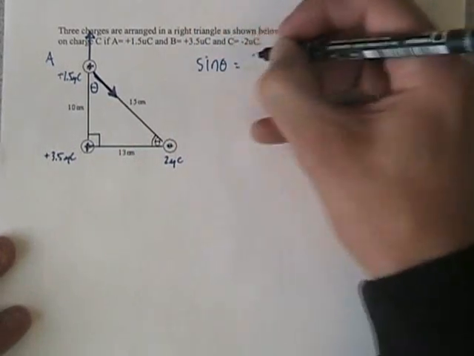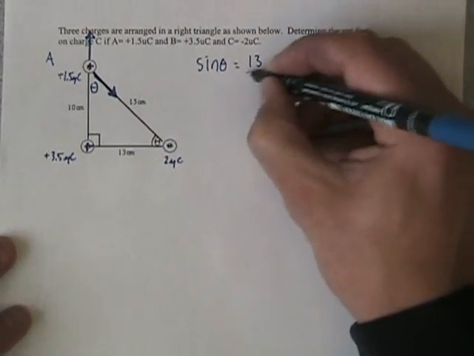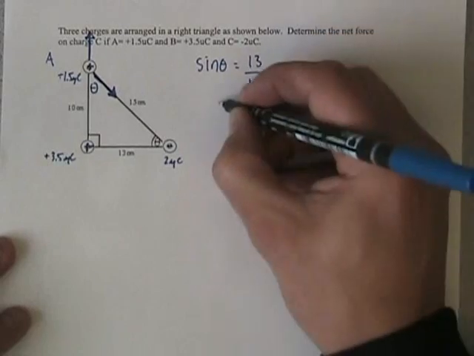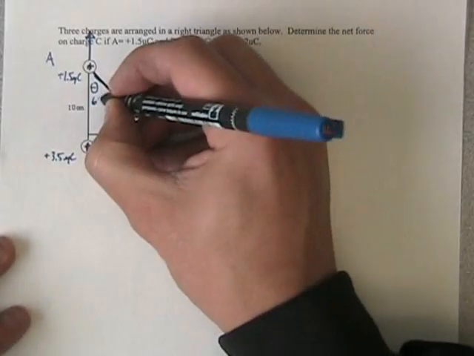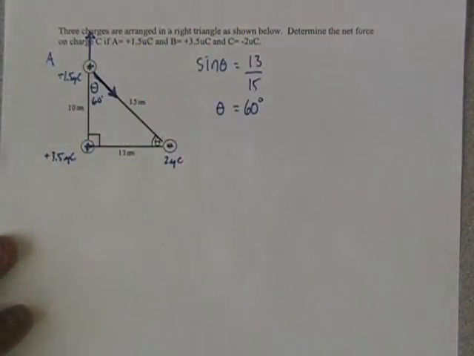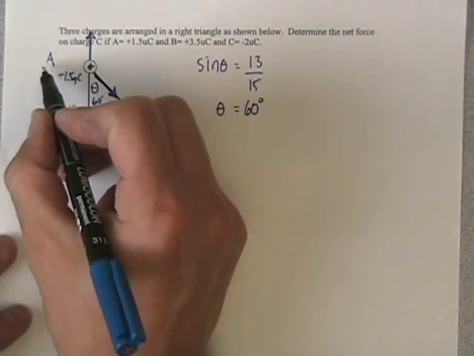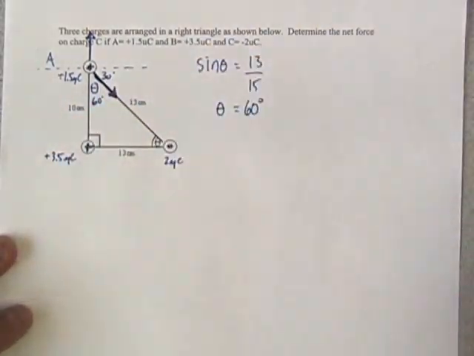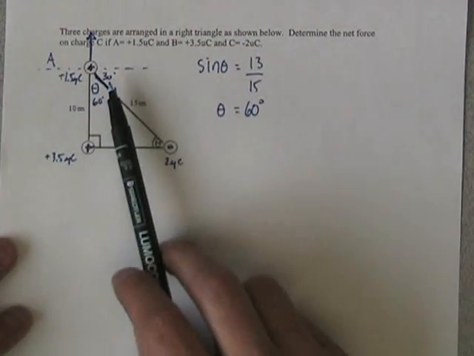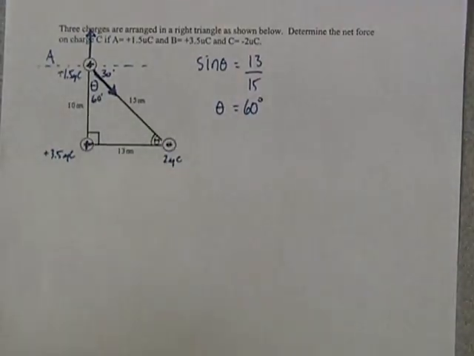Sine of theta is opposite over hypotenuse, so my theta value ends up working out to 60 degrees. So this is 60 degrees right here. That makes it easy, because when I draw in my dotted line, that means that's 30 degrees, because it's a right triangle. So now I have my angle, and I can figure out everything else I need to figure out.